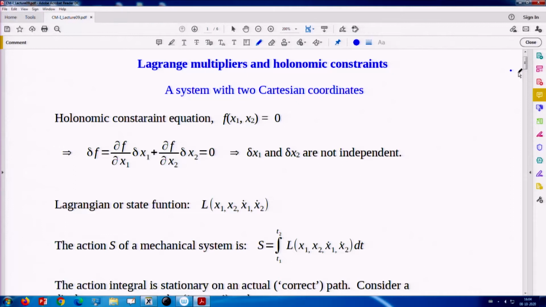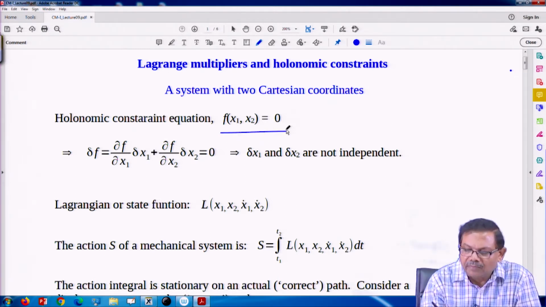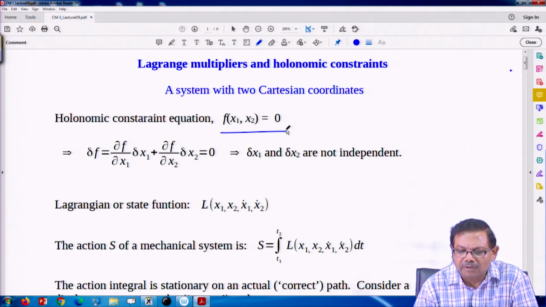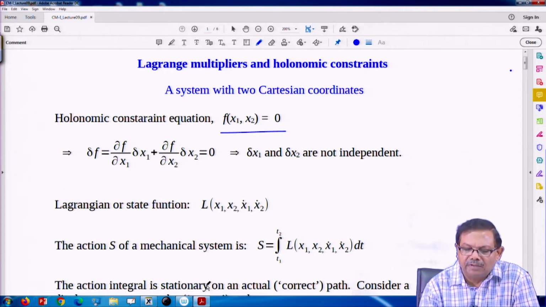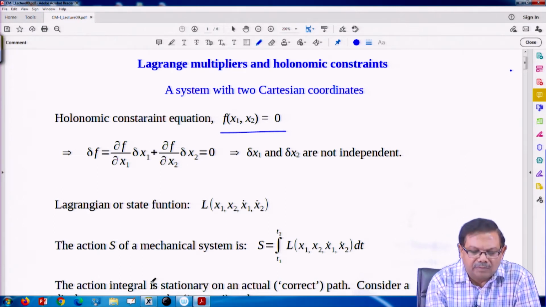A very good day. Today we will discuss Lagrange multipliers in Lagrange's equations of motion, and we will consider the case for holonomic constraints, which are simpler. We have studied that holonomic constraints may be expressed by this kind of equation: some function of coordinates must be equal to 0, and if this is the function, I take the variation of this function, delta f.